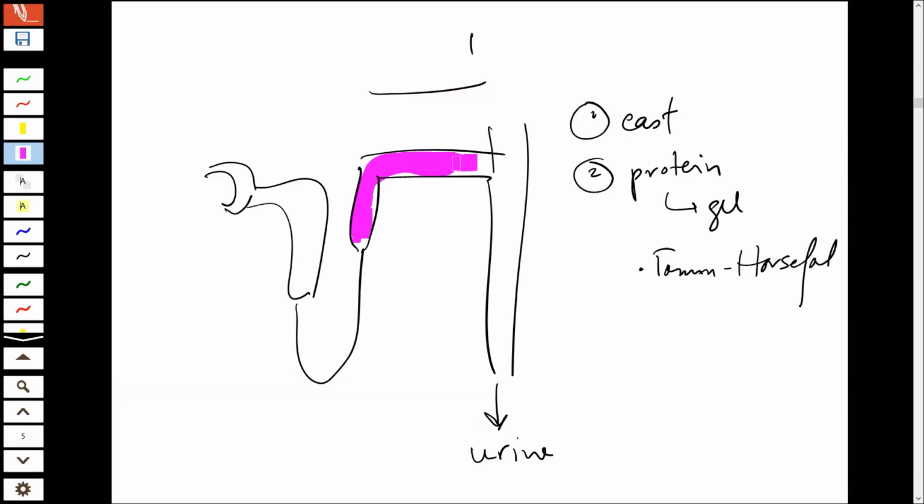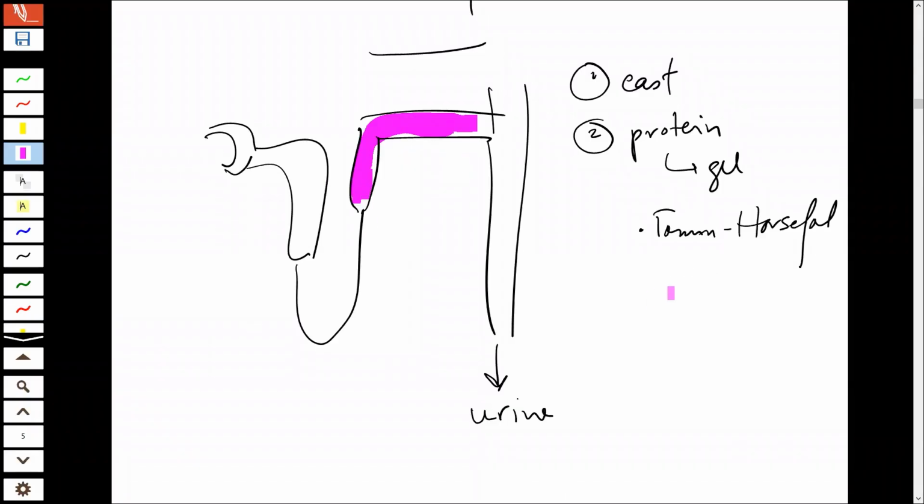So you can appreciate when we talk about what kind of casts we have, do you think we're going to see lots of casts that are just the Tamm-Horsfall protein? Yes, absolutely we are. It's common as dirt. So anytime we have stasis, proteins will undergo physical chemical property to form a gel. When you restart the urine flow, you get an acellular cast.